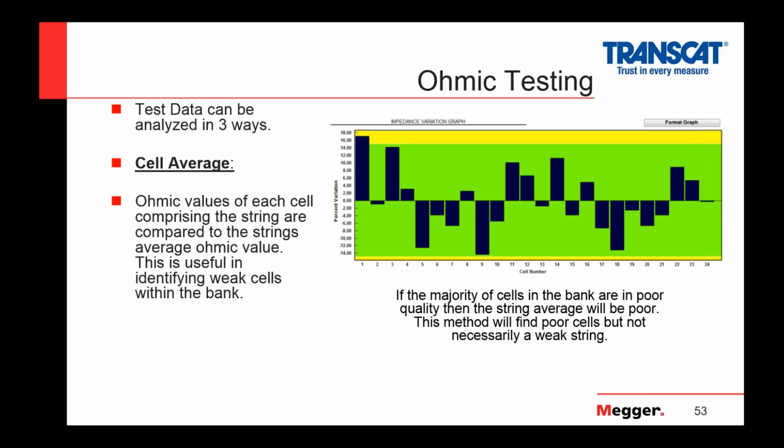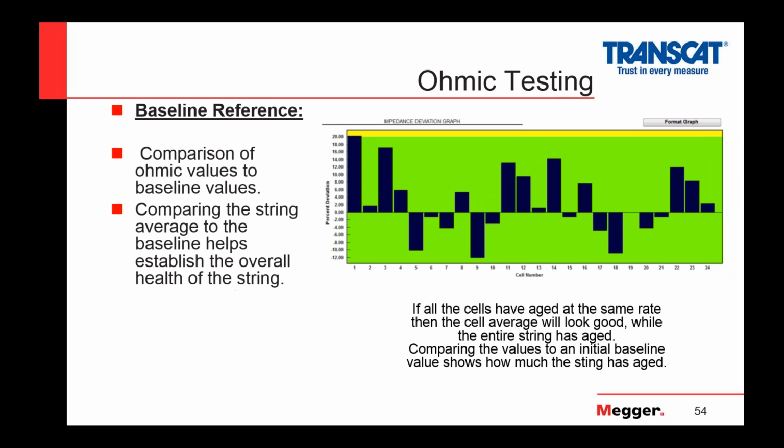Okay. Now, let me give you a possibility here. What happens if all of the cells are within 5% of each other, but the whole string is aged? You won't see that through cell average. That's why we look at baseline too, from the first time you did the test to now. This will tell you how much you're going to compare each cell to that baseline value. That'll tell you how much the whole string is aged. And if we see multiple cells deviating from baseline by 50%, that's a flag that says now it's time to do a discharge test or some type of test to make sure that we still have the capacity we expect to have in the string.